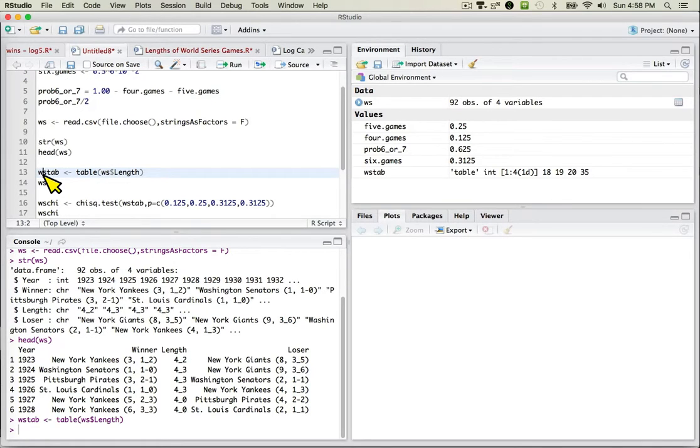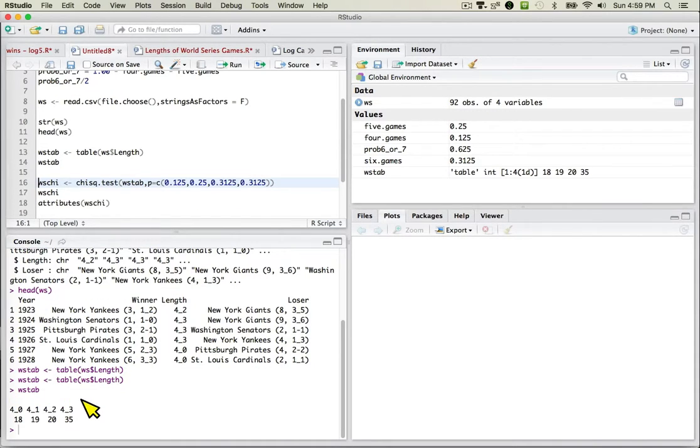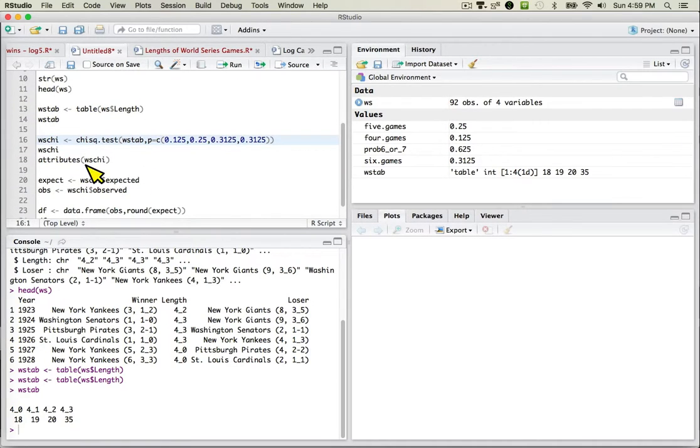What I'll do now is just to use the table command, and we will look at the distribution of the lengths of series. So I'm going to put this information in our object I'm calling WS tab, and we'll take a look at tab. And here we can see over the past years, there have been 18 World Series that were sweeps. There have been 19 that went 4-1. There were 20 that were 4-2, and there were 35 that went the maximum number of 7 games.